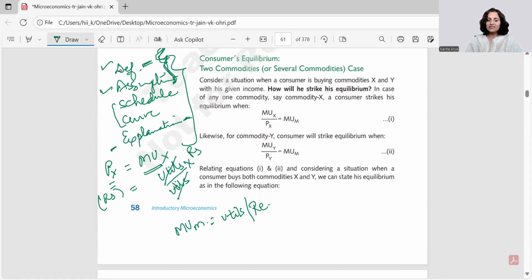That's how, mathematically, we land on the expression Px is equal to MUx divided by MUM. And when we do this, we say now this utility is expressed in money terms. How? Because utility gets cancelled with utility and we are left with rupees. That's why we always say MUx by MUM is utility in monetary terms, that is, in rupees.